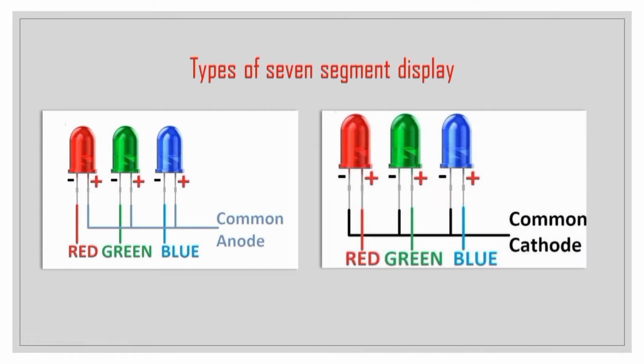And the opposite logic is for common cathode, that the negative terminals are made common and connected to ground, and the logic 1 we have to provide to the positive terminal. This is the logic of the common cathode. And in this video we are doing the interfacing of the common anode configuration 7 segment display.